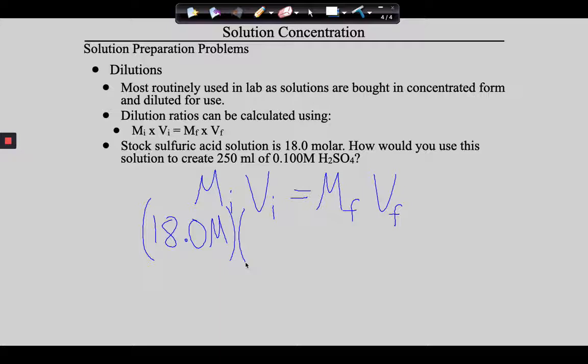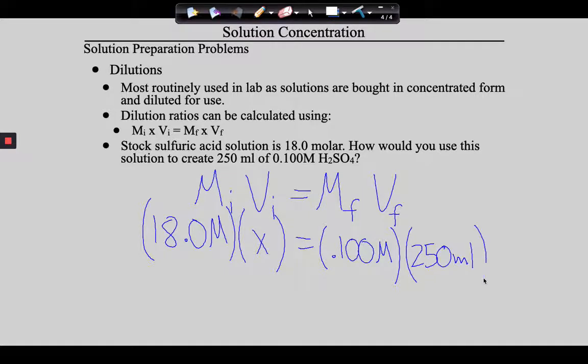So guys, back to this. What volume do we need? Well, that's our X. We need to know how much of the Satan juice we need to make the solution we need in lab. So guys, what is our final molarity? 0.100 molar. And then the final volume that we need is 250 milliliters. So let's do the math.